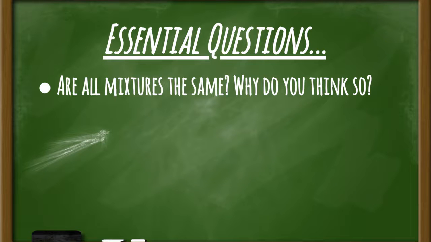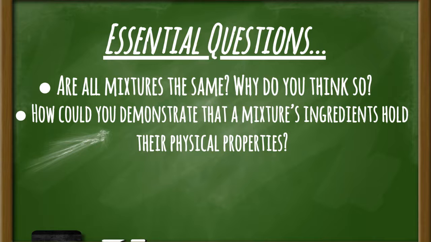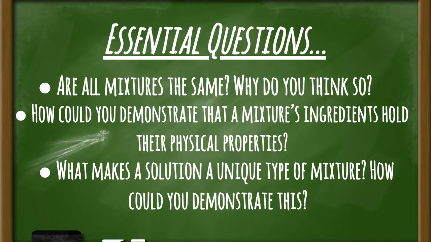Let's look at number 2. How could you demonstrate that a mixture's ingredients hold their physical properties? Read that one with me. How could you demonstrate that a mixture's ingredients hold their physical properties? And our last one. What makes a solution a unique type of mixture? How could you demonstrate this? Read this whole one with me. Ready? What makes a solution a unique type of mixture? How could you demonstrate this?